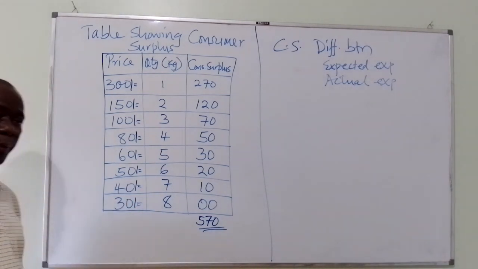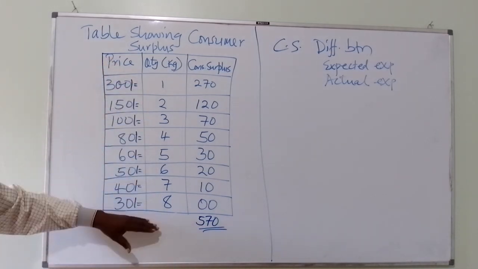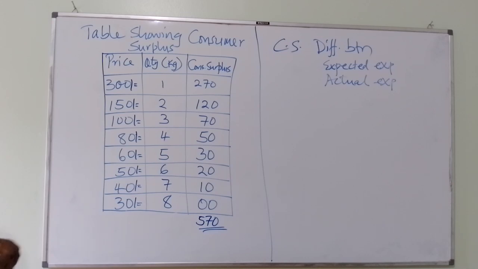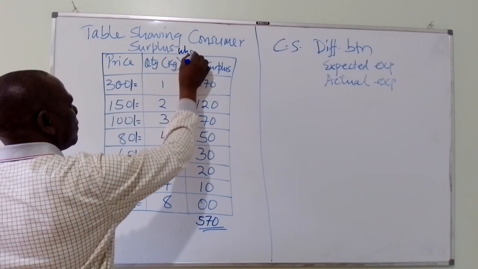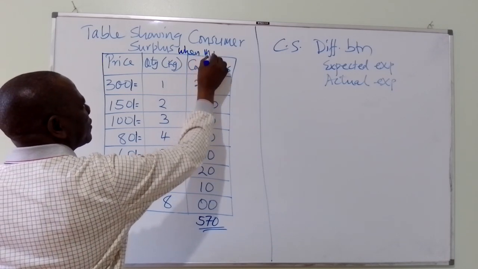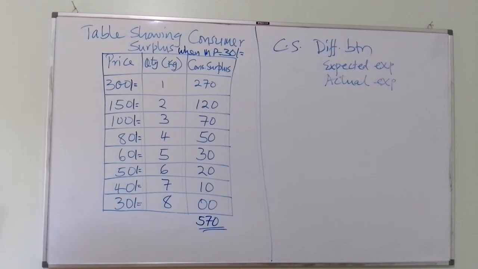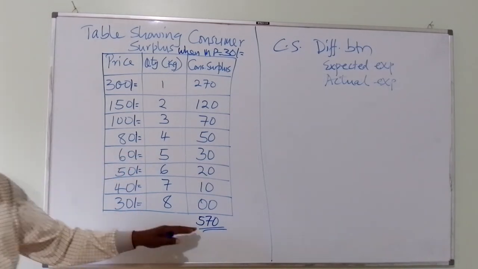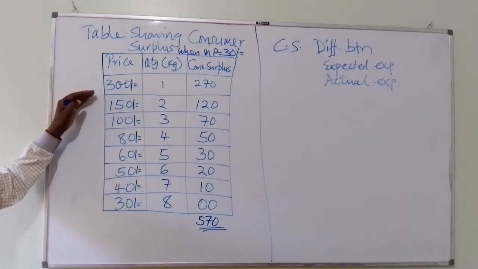We can do this. Market price is 30. How can we put it here? When market price is 30 shillings, we want to find out this surplus. Let us calculate the figures from the table itself. So we have to add up this.